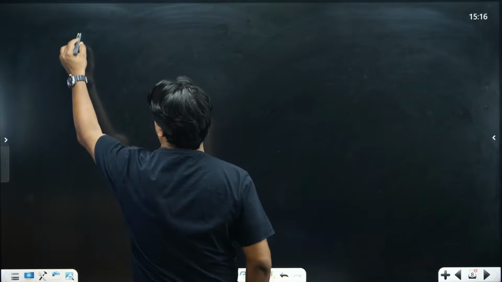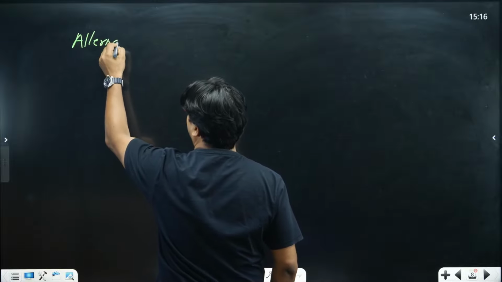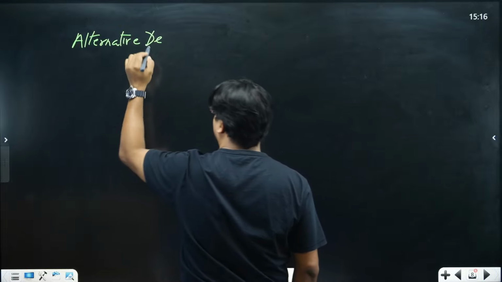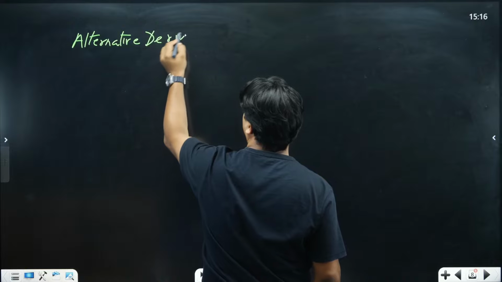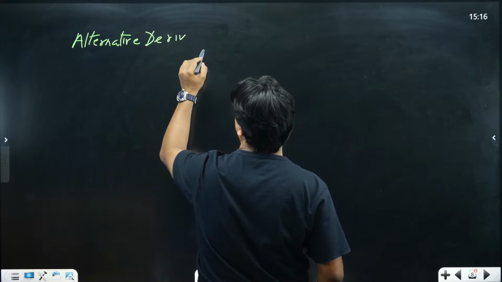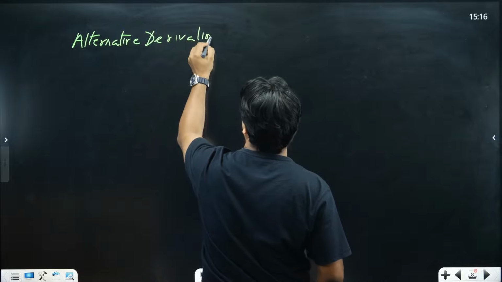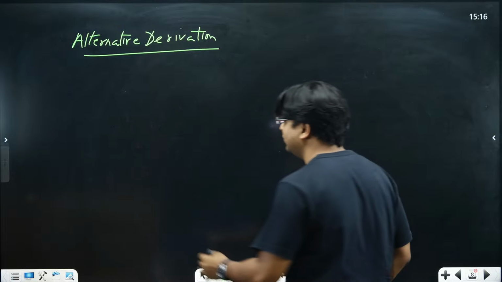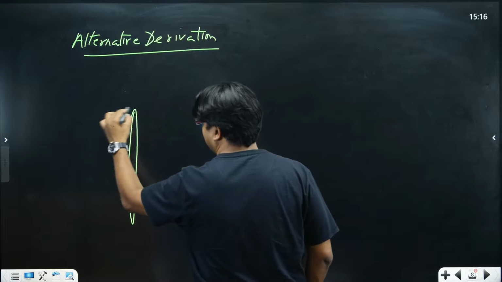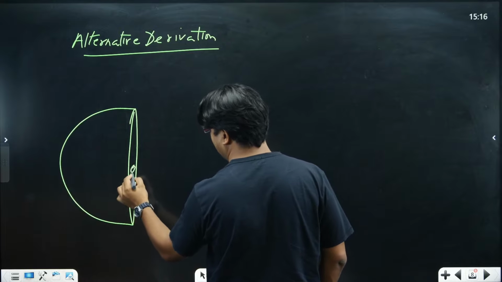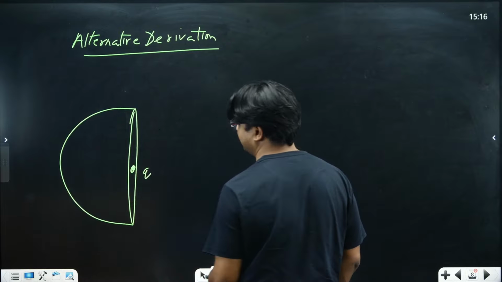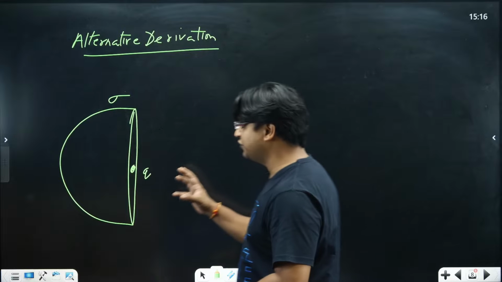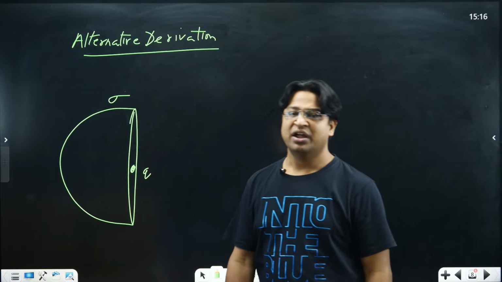So let's see. We will now talk about an alternative derivation. Now, in this derivation, let's say that I have placed a charged particle small q here. I have placed a small charged particle small q, and I'm thinking about the force that this charged particle will exert on the hemisphere.